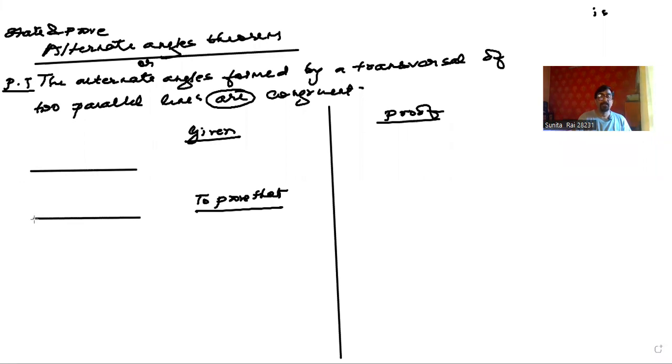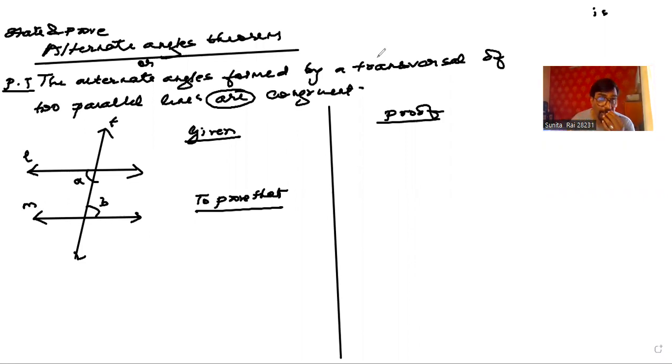Can you see the parallel lines? Then alternate angles formed. So naturally a transversal should be there, because only when a transversal exists do alternate angles form. This is line L, this is line M, line L, line M and line T. Got it? Alternate angles formed, meaning A and B are alternate angles. So this is alternate angles formed, according to the picture, okay?